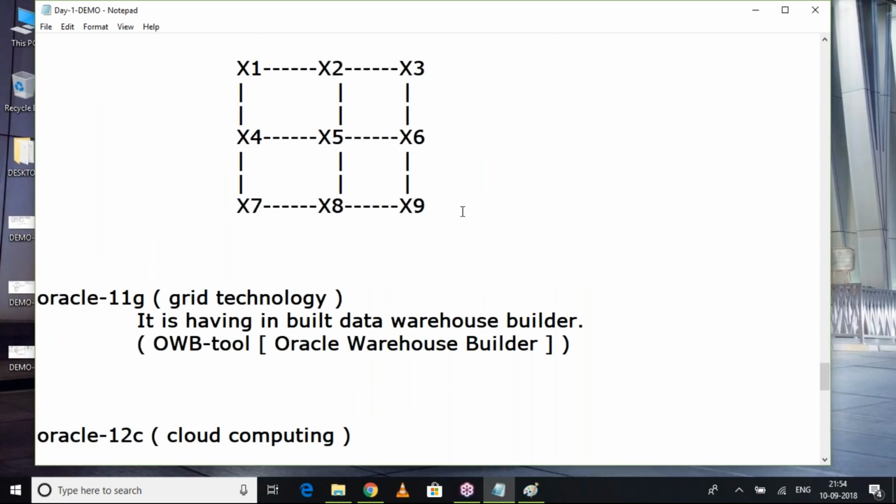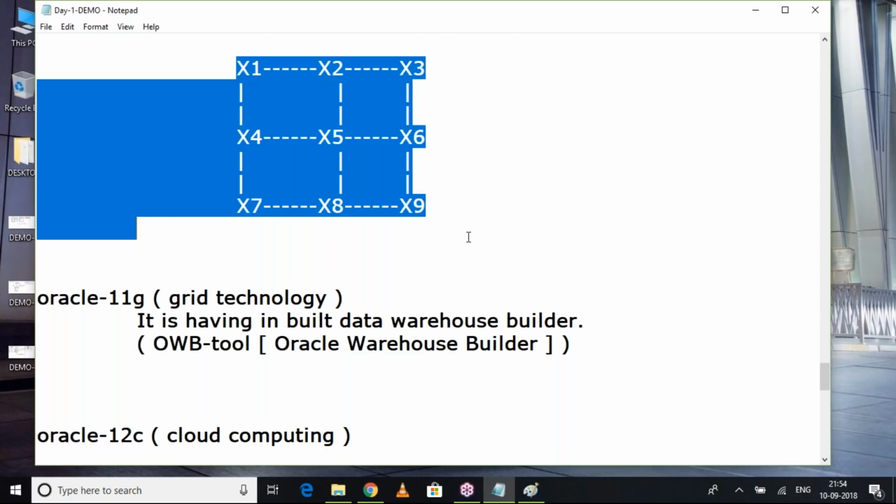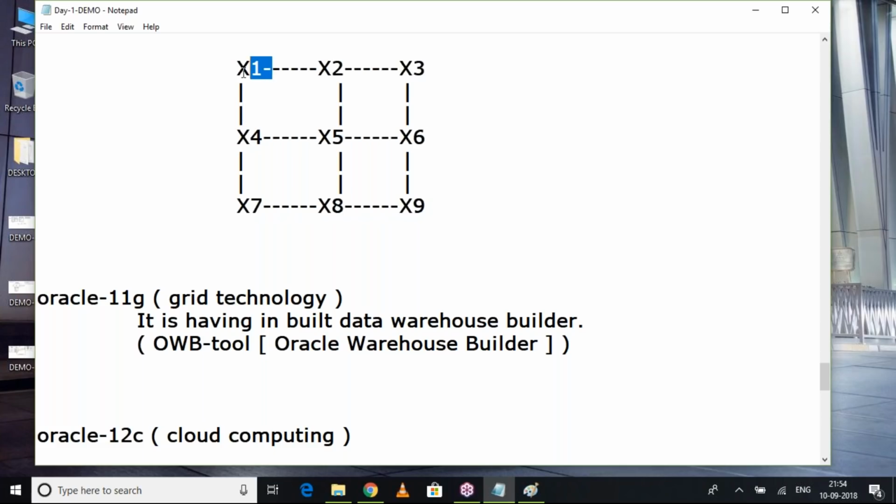10G means it's like a grid. Grid means each server is connected with other servers, and all these server points are connected to a grid. That grid can monitor the load of each server. If there is any heavier load than required or estimated, then the grid manages that server load.